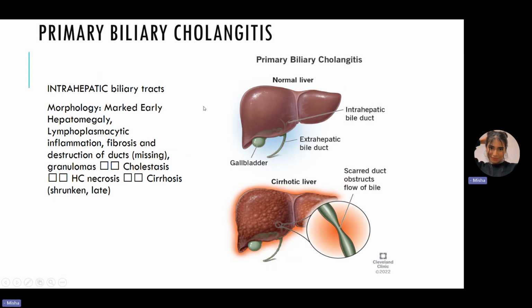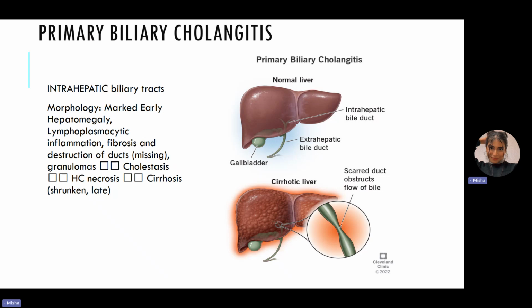Now, the next one that we're going to be talking about is primary biliary cholangitis. Most commonly, it is idiopathic, or it can be, for example, autoimmune. And we know that autoimmune diseases are more common in females. In this case, it is an idiopathic chronic inflammation and destruction of the intrahepatic biliary tracts that basically leads to cholestasis. The mechanism is autoimmune, or it can be idiopathic.